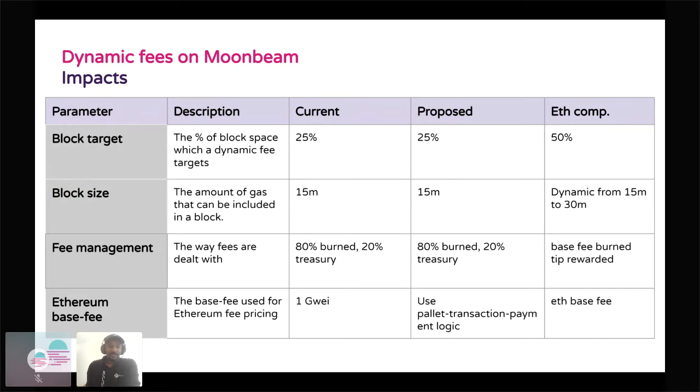The other part is the Ethereum base fee, so the values that can be controlled by the network, and this is the part that we propose to change. Currently, this is a static value of 1 Gwei, and what we would like to do is to make it follow the logic that has been implemented in the Polkadot transaction payment that is used for substrate-based transactions.